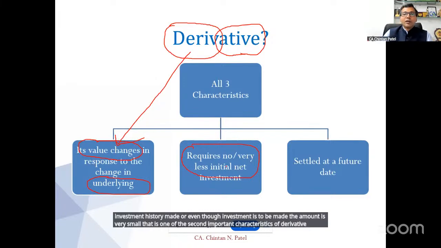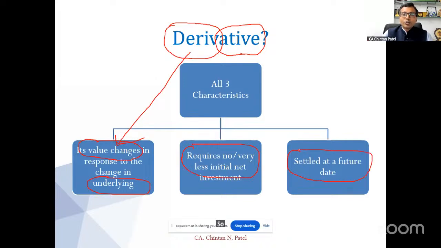The third very important thing is that it is settled at a future date. So these are the three important characteristics which are always there in all derivatives.